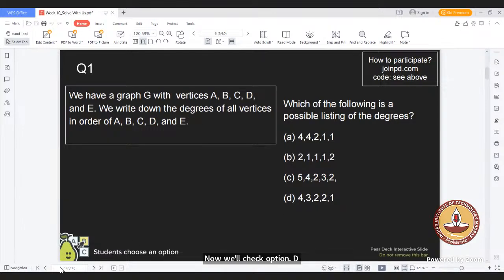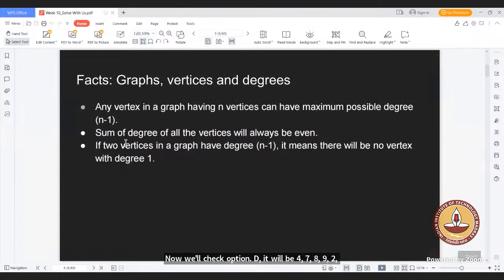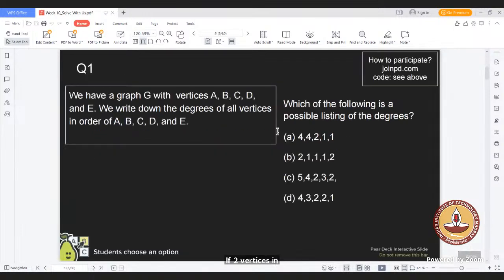Now we'll try to check the last statement which is discussed. If two vertices in a graph have degree n minus 1, it means there will be no vertex with degree 1. So what is the degree n minus 1 here? N is 5 here, right? So n minus 1 would be 4, right?